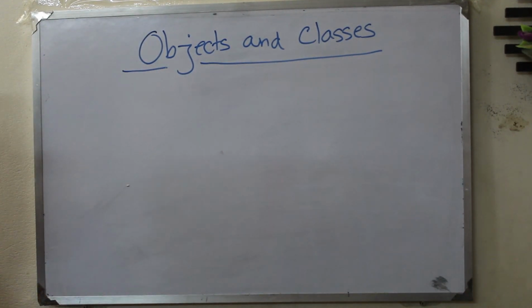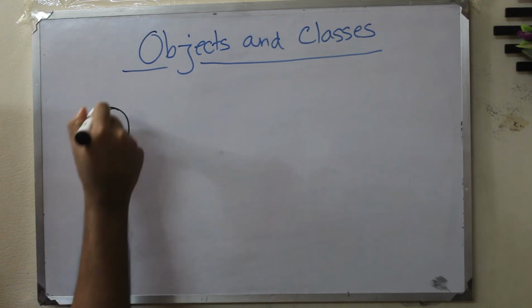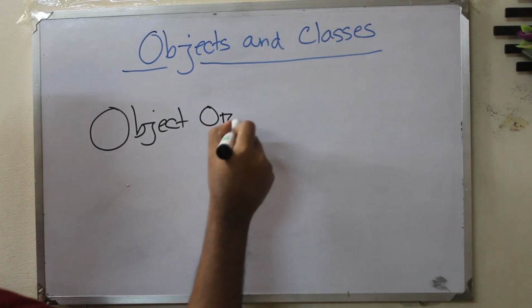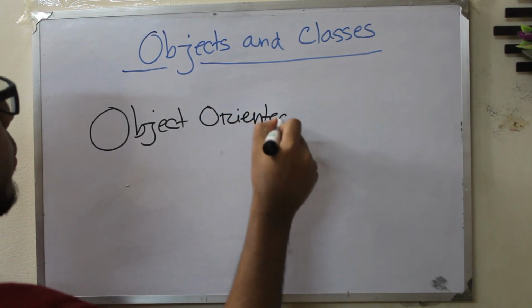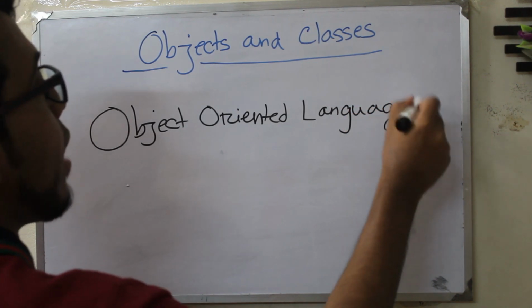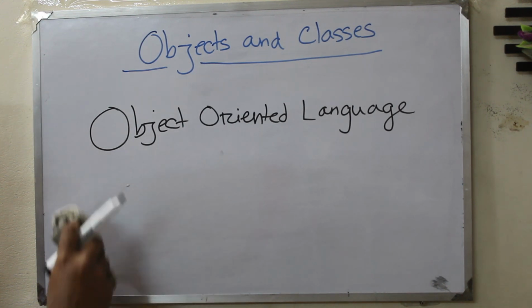So greetings students, today we're going to talk about objects and classes. It's a pretty important concept in Java. Why is this an important concept in Java? Because it is an object-oriented language. When we say object-oriented language, that means we need to create objects for writing each and every program in Java. So how do you create objects while we're writing programs in Java?